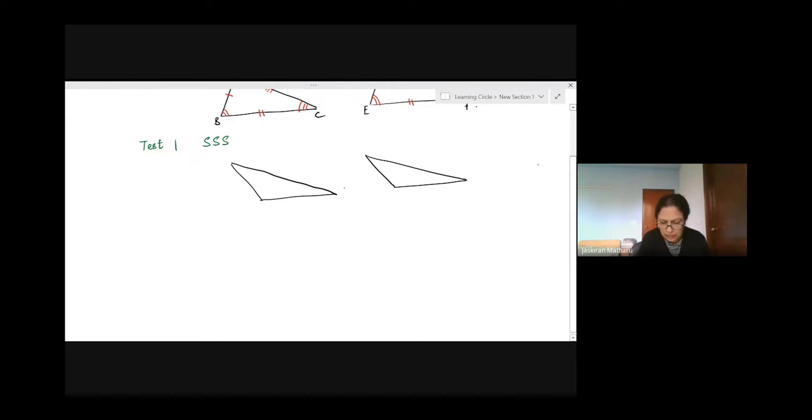So first test is the SSS test. That means the 3 corresponding sides of the 2 triangles must be equal. So we are looking at these 2 triangles, ABC and DEF. If I say that side AB is equal to side DE, side BC is equal to side EF, side AC is equal to side DF. So if the 3 sides are equal to the corresponding sides in the second triangle, then the triangles are said to be congruent.